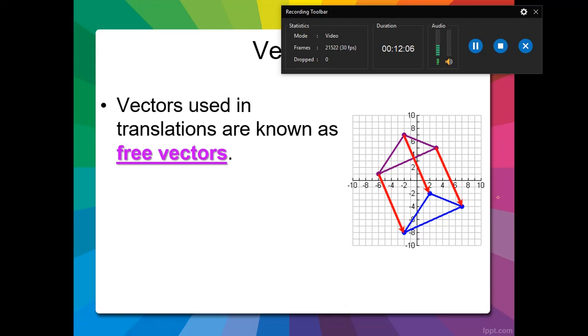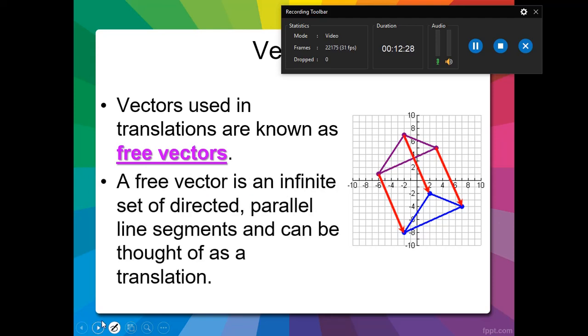Now, when we move our figure, you can see in my picture, my triangle had 3 points, 3 vertices. All those points need to move to its new location. So you can see I'm sliding it to its new location in blue. When you use a vector in a translation, we call them free vectors. Basically, every point on that triangle, and it is made up of an infinite number of points, all those points have to move the same direction and the same distance to create an image.